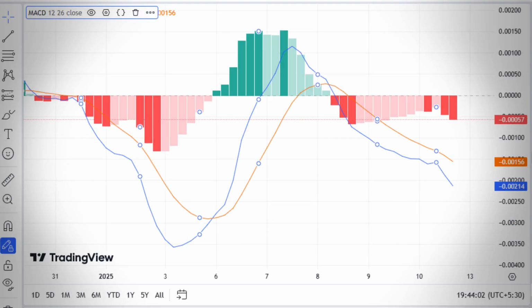On this chart, you can also see that the MACD line is below the signal line, and so red bars are formed. However, we can see that the red bars are bigger, meaning that there's a strong downtrend.